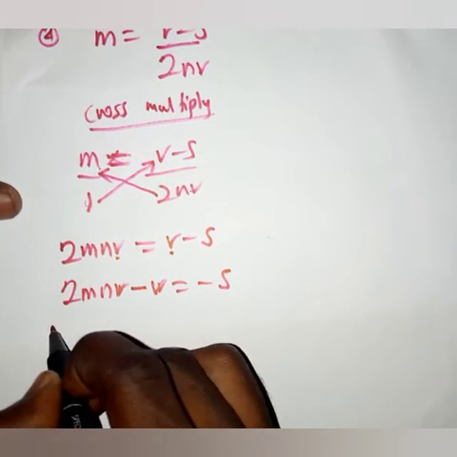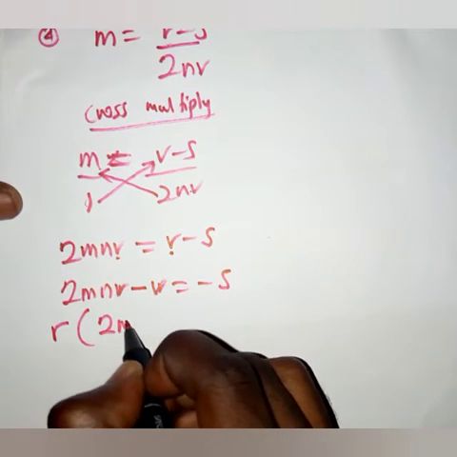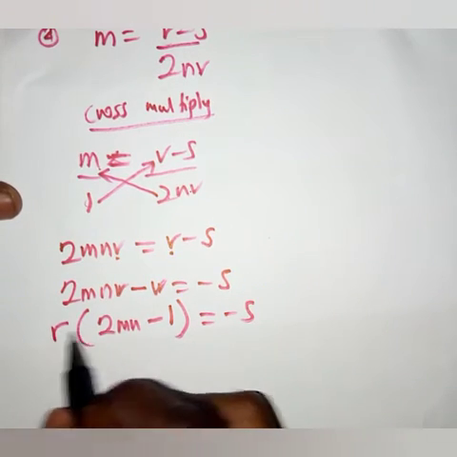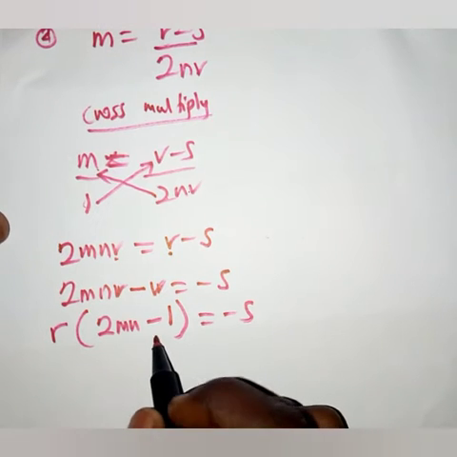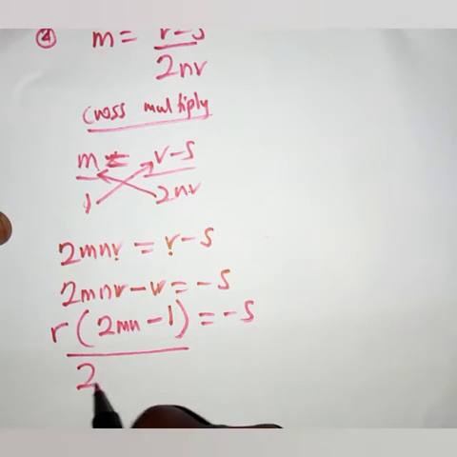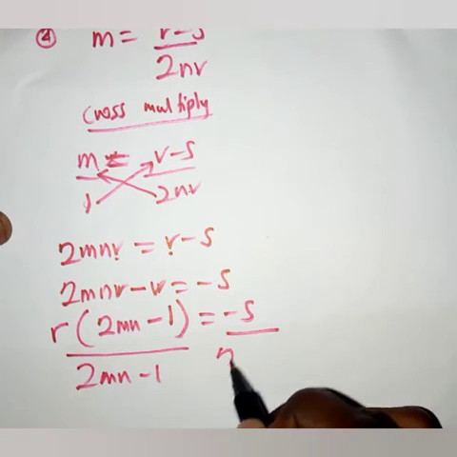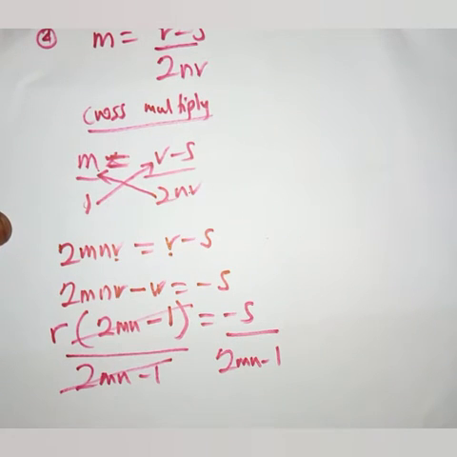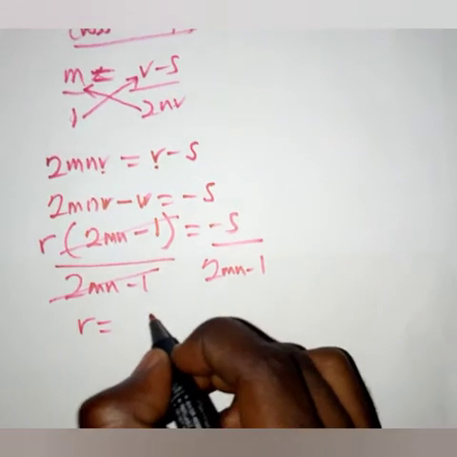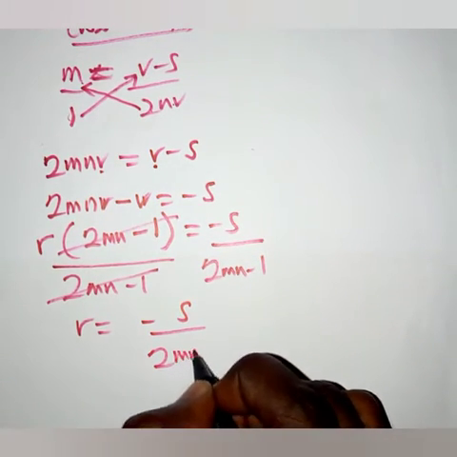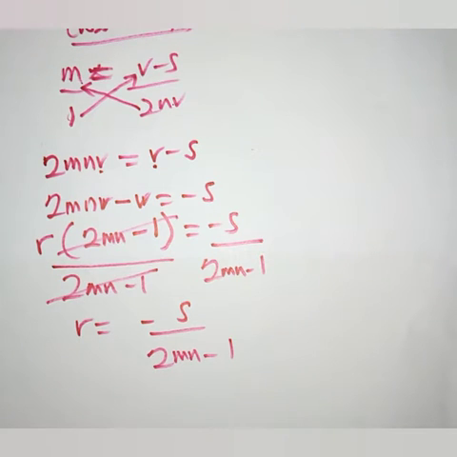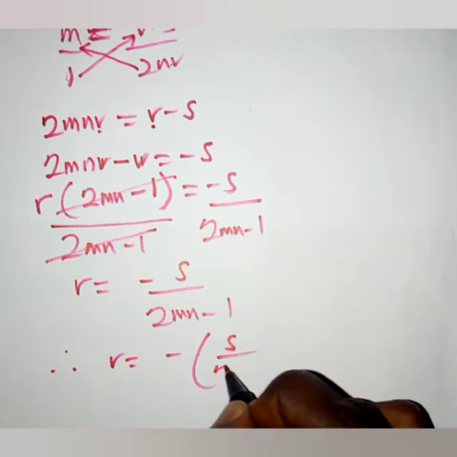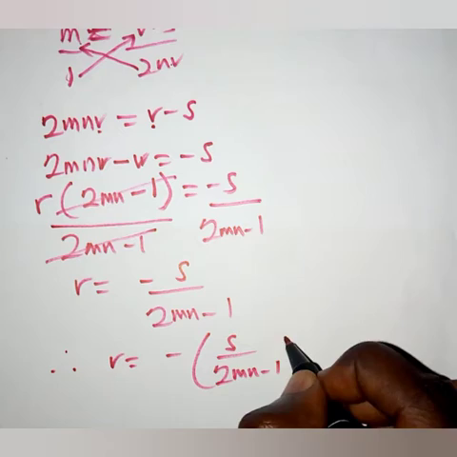So we have r here, r here. Therefore, I can factorize r out. So r comes out. I am left with 2m n minus 1 equal to negative x. So what I have to do next is to divide both sides by this, divide here also by that. So realize that this cancels for all of that, and I have my r here equal to negative x over 2mn minus 1. So therefore r here is this x over 2mn minus 1.